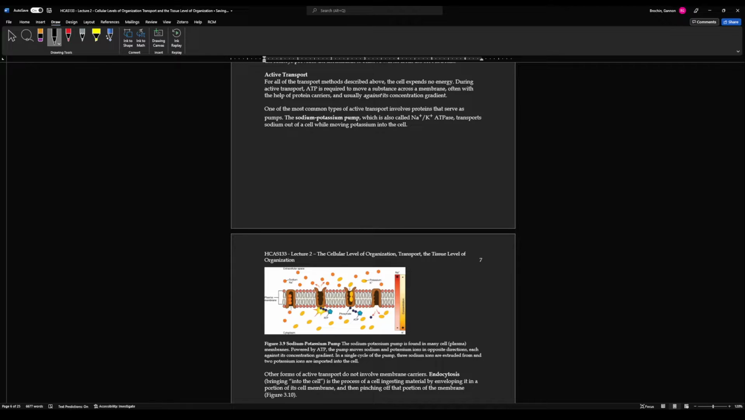For every cycle of the pump, there are 3 sodium ions kicked out into the extracellular space and 2 potassium ions brought into the cell. Okay? That's very, very, very important.